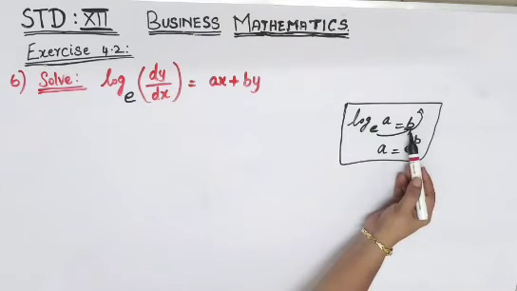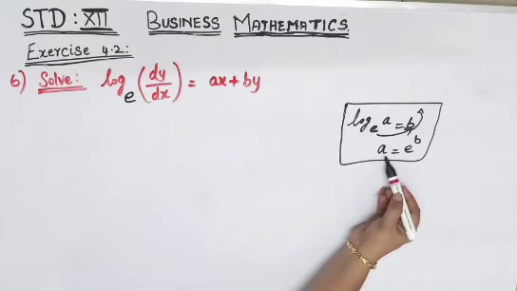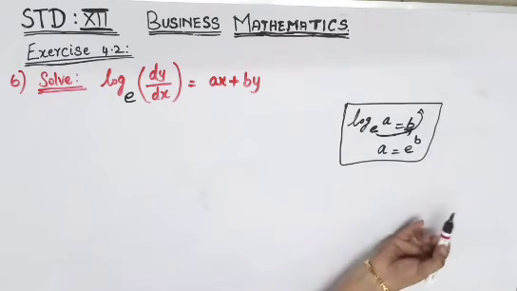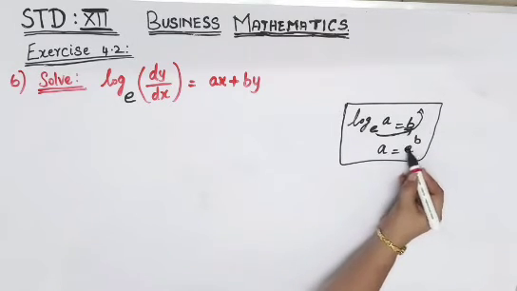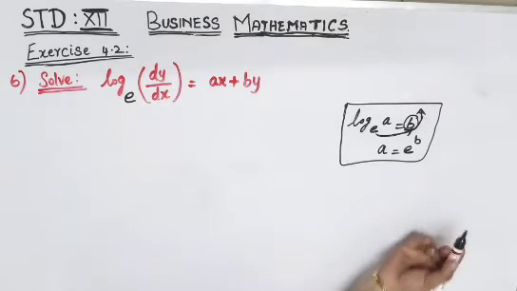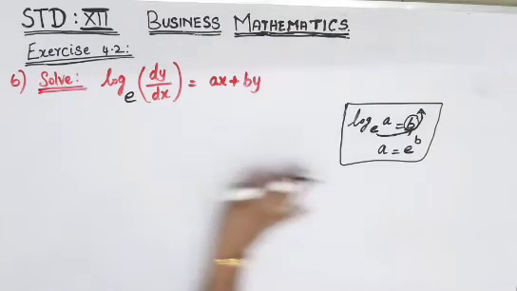If it is there like that, if you want to remove your log, what you'll have to do is keep this a here itself, which is in the base. That e has to go to that side of the equal to, that e will come here, and whatever term is here has to go to the power. Clear? So b will come to the power, understood? So a is equal to e power b will be your answer for log a to the base e is equal to b, if you want to remove your log. Now we will do the same logic here.